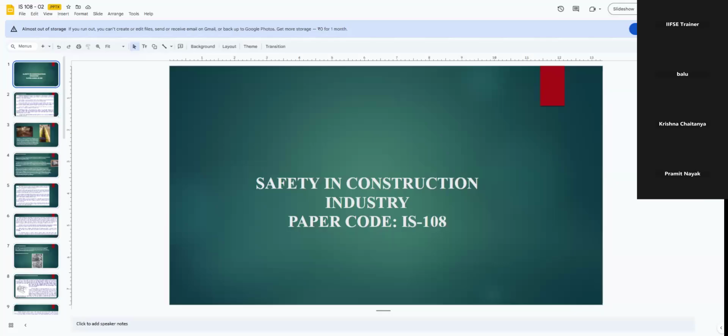Okay, I'm sharing my screen. Once it is visible, say yes in the chat box so that we can start our session. Is it visible? Yeah. Okay, Chaitanya, thanks.